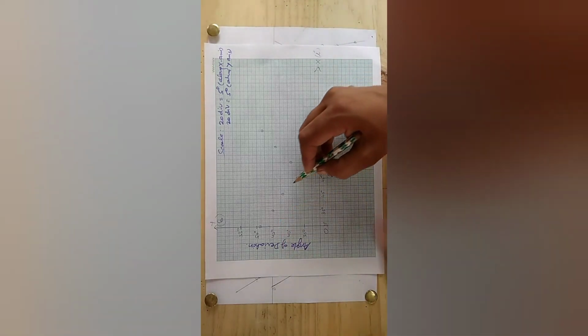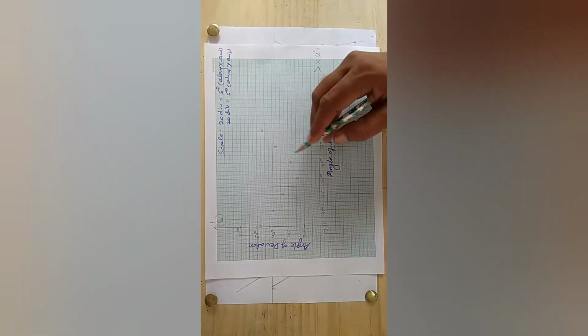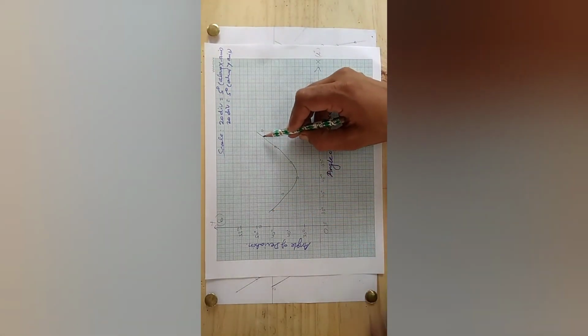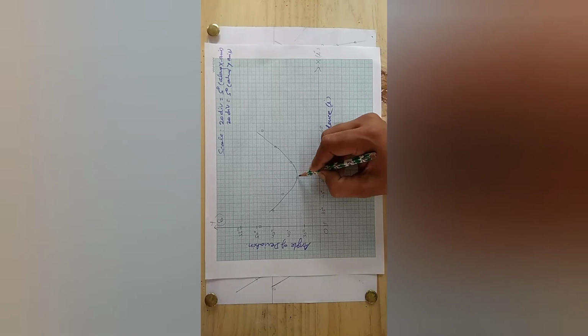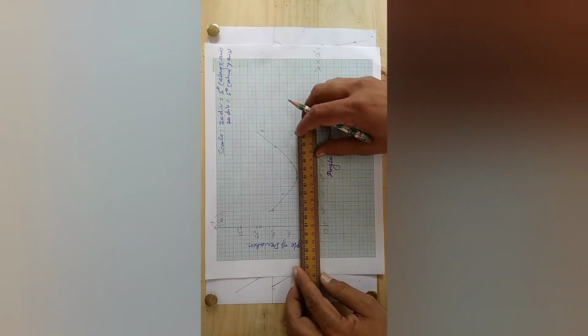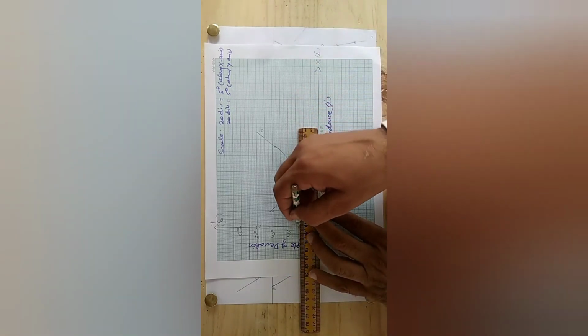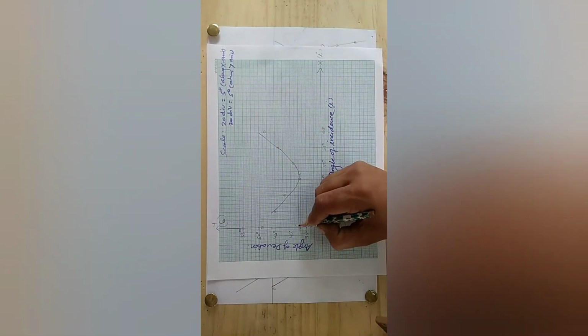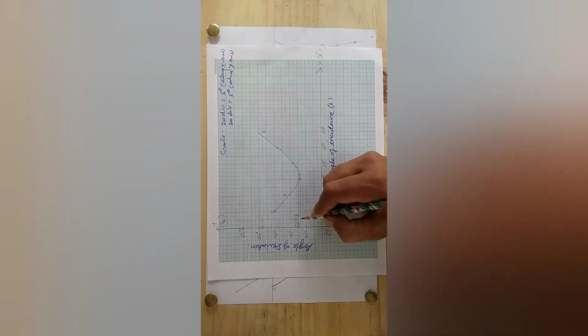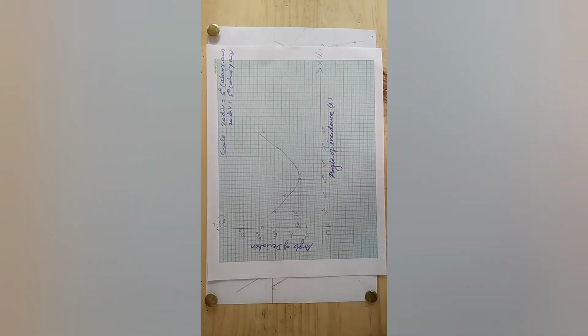A smooth curve means there should be no angle here. A smooth curve will be drawn. Like this, a smooth curve may be drawn and the lowest value in this graph, this value will be the angle of minimum deviation, 36 degree.